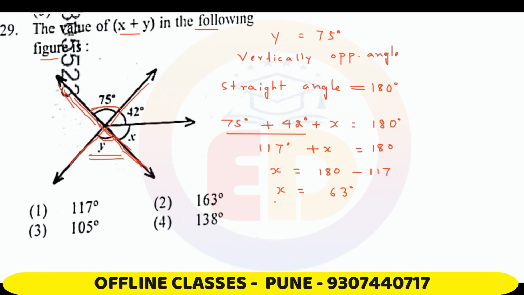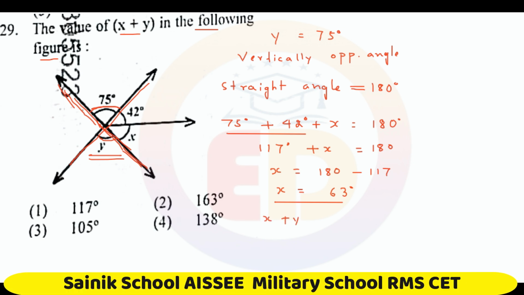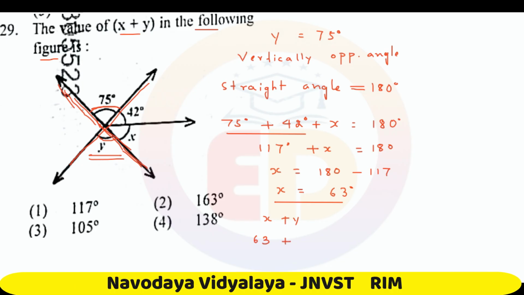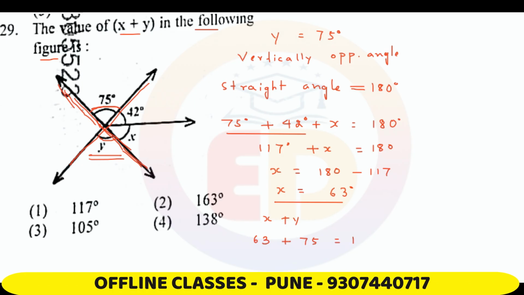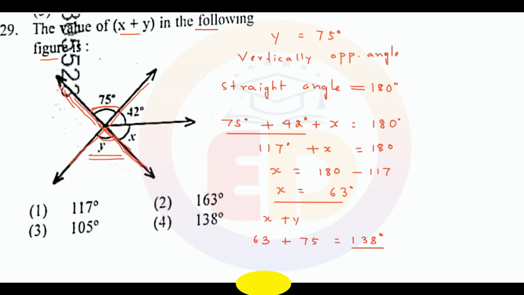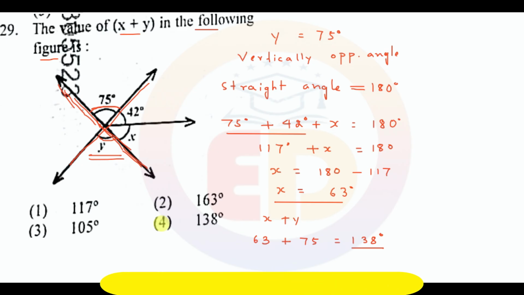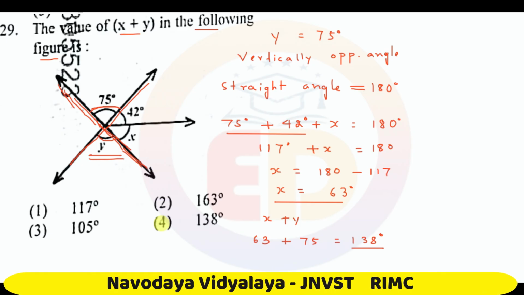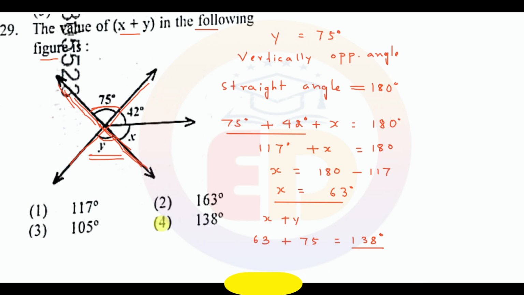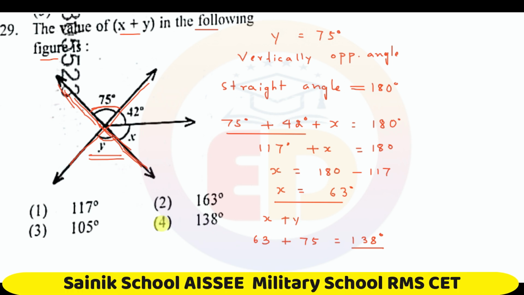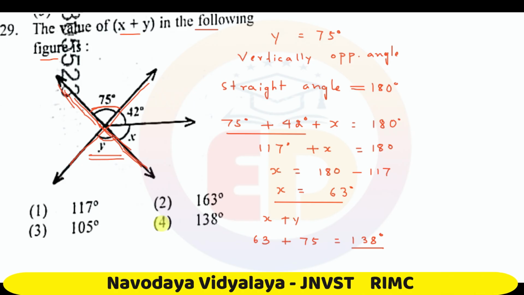So the value of x is 63, and the question is asking x plus y. X is 63 and y is 75, and when we add these two angles, my answer is 138 degree, which is option number 4. Again, as you see, all the questions which we have discussed in the class are there in the exam, and we have done such kind of questions not once, not twice, but at least 20 times. Next question.